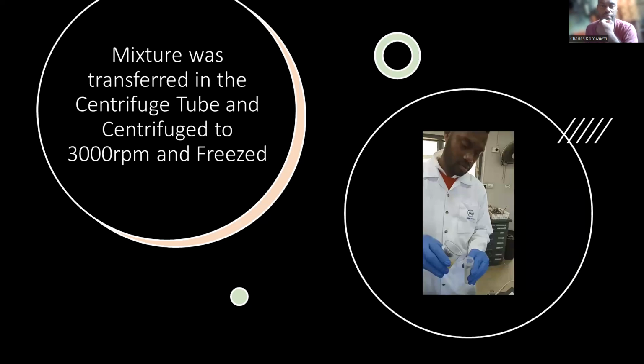The mixture was then transferred into the centrifuge tube, centrifuged at 3000 rpm and frozen, as shown in the diagram. This shows the proper way of transferring any liquid into the centrifuge tube.